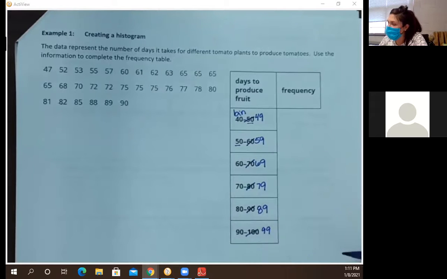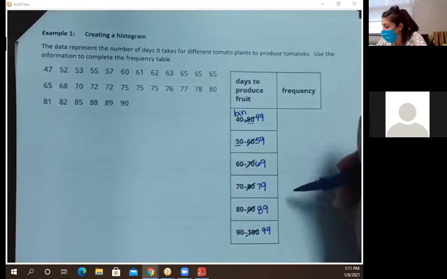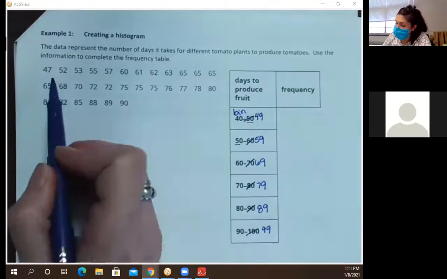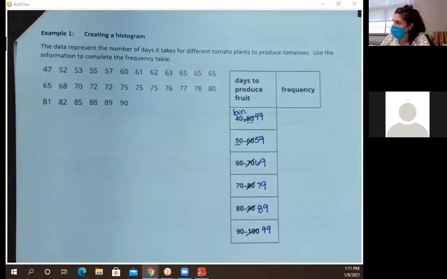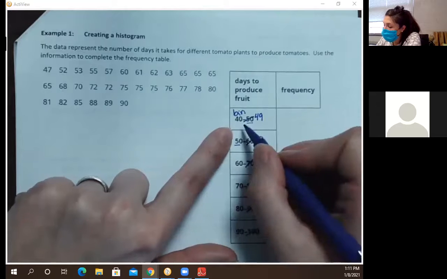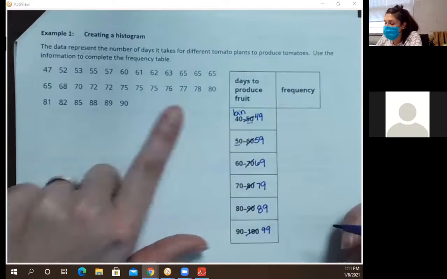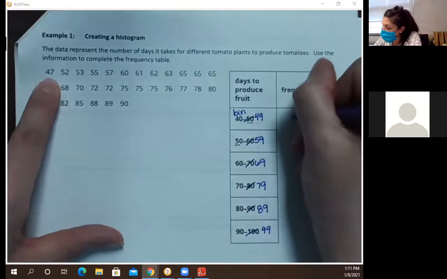Now that we've got that adjustment made, what we're going to do is count up how many plants fit in each of these groups. So the nice thing here is that our data is already in order from least to greatest. That makes this a little bit easier on us. So in this first group, how many plants took between 40 and 49 days to have tomatoes? Well, that's just 1.